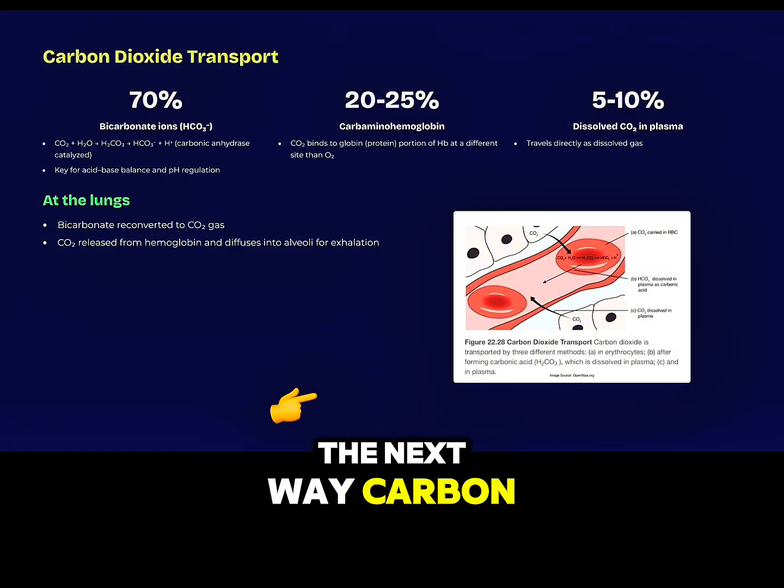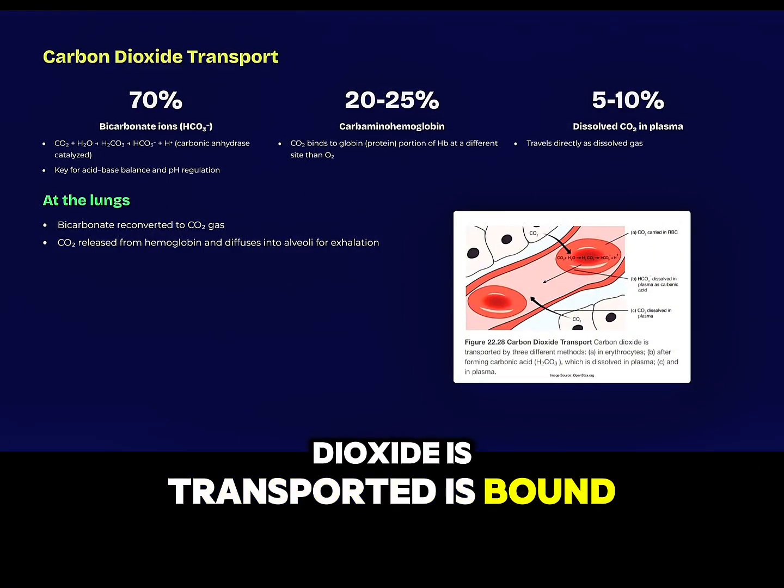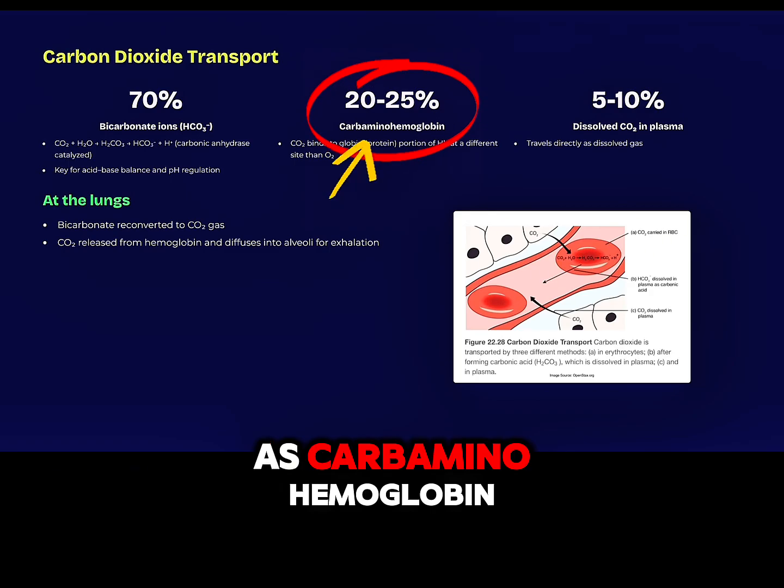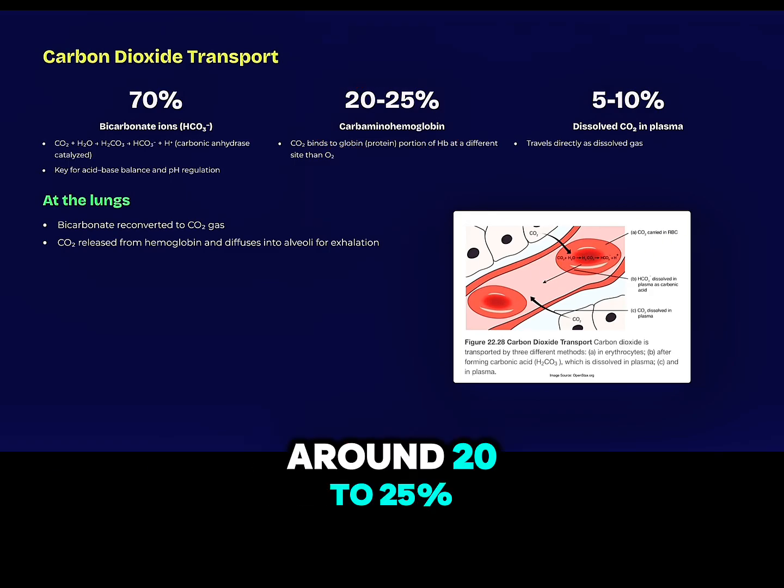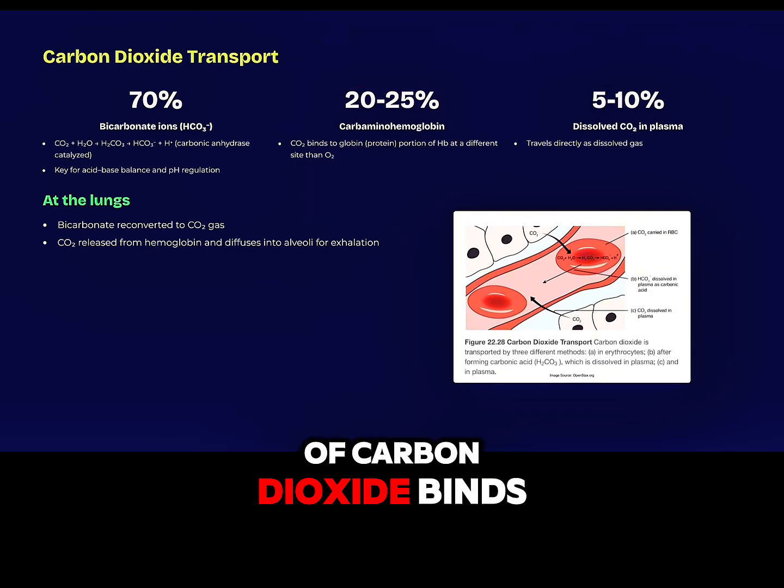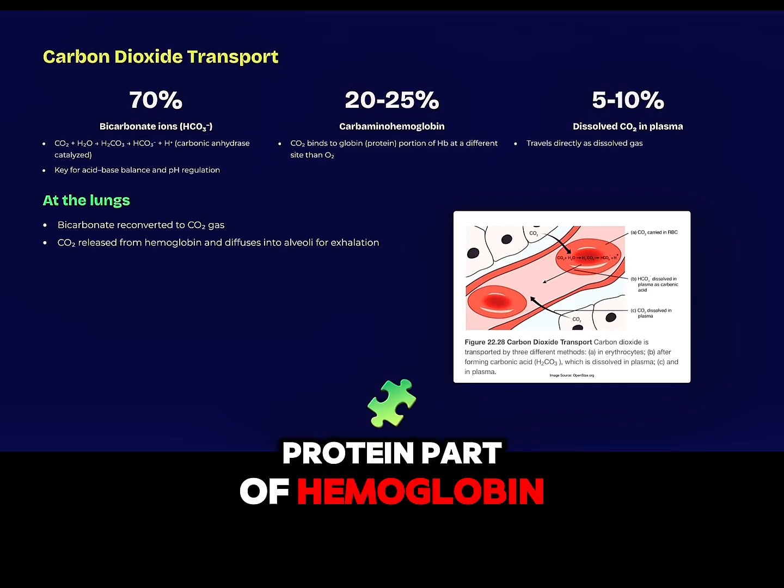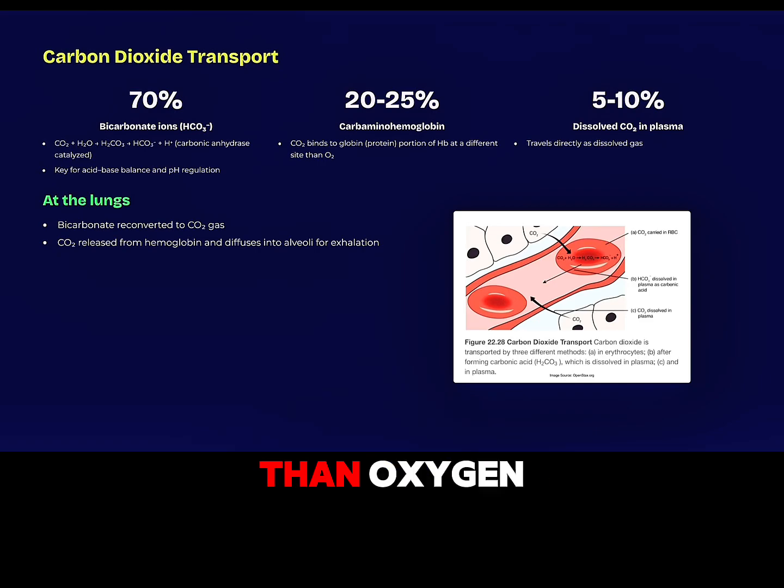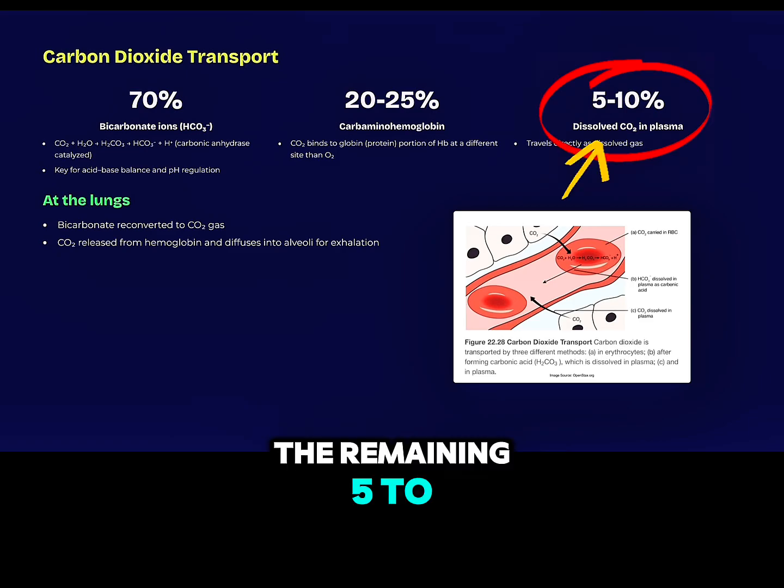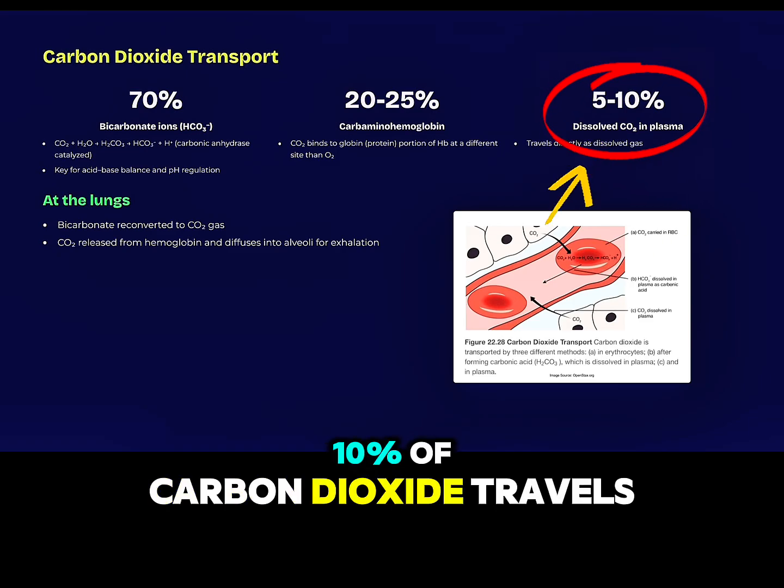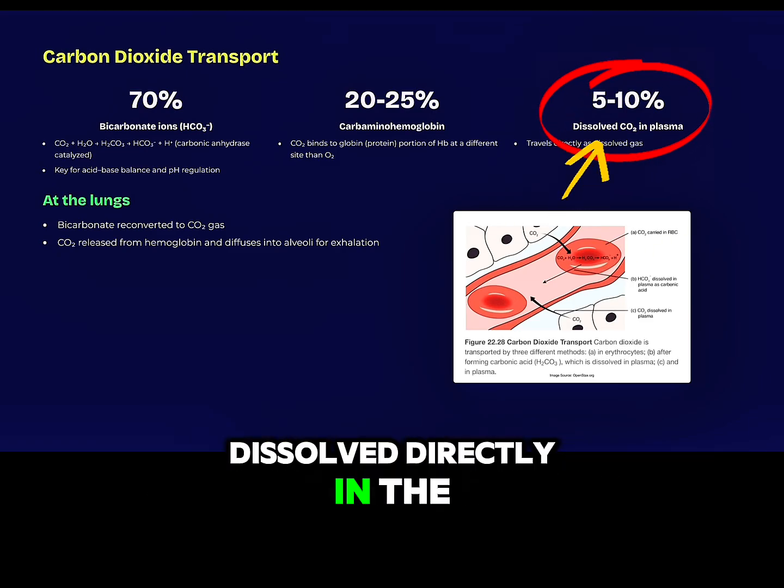The next way carbon dioxide is transported is bound to hemoglobin as carbaminohemoglobin. Around 20 to 25% of carbon dioxide binds to the protein part of hemoglobin, but at a different site than oxygen. The remaining 5 to 10% of carbon dioxide travels dissolved directly in the plasma.